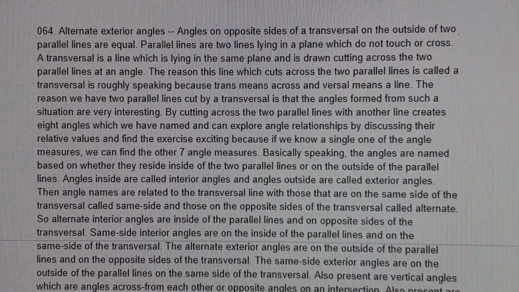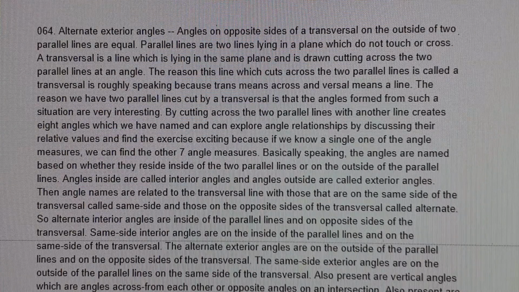Alternate exterior angles. Angles on opposite sides of a transversal on the outside of two parallel lines are equal. Parallel lines are two lines lying in a plane which do not touch or cross.